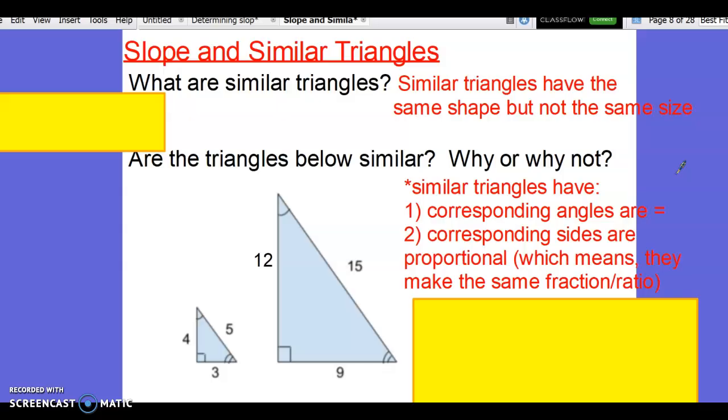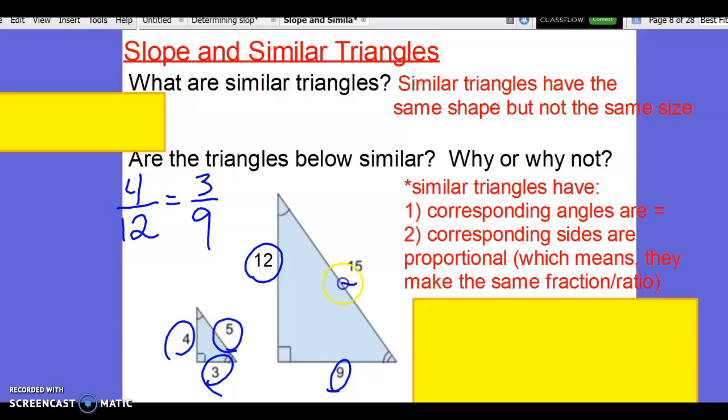So for instance, when I match up the left sides, 4/12, and then I match up the bottom sides, 3/9, and then I match up the right sides, 5/15, I get exactly the same fraction. All three of these are equal to 1/3. So thus, the triangles do have corresponding sides proportional.